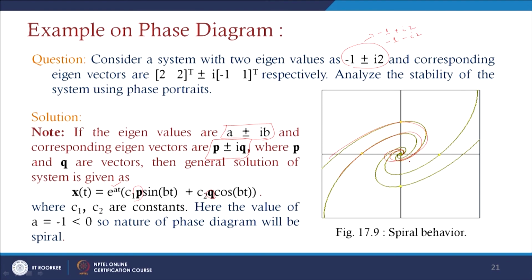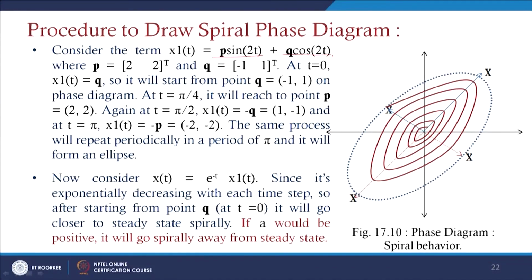Since this value is negative, it will exponentially move back towards the point 0. Consider the term x1 of t in the form of p sin 2t plus q cos 2t, where p is (2, 2) and q is (-1, 1). At t equals 0, sin 0 is 0 and cos 0 is 1, so x1 of t equals q. So we start from the point q equals (-1, 1).